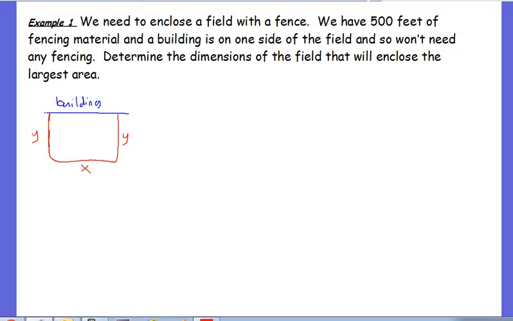Okay. What am I trying to do? I need the largest area. So I'm trying to get the max area. Does everybody agree with that? So I'm trying to maximize what? Area. And in this case, how would I find area? Guys, what shape is this? How do you find area of just length times width? X times Y.